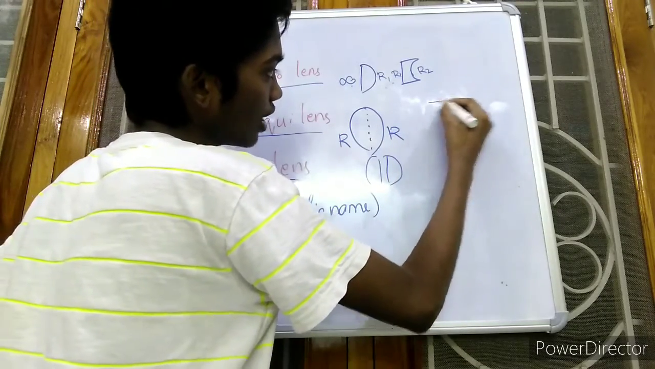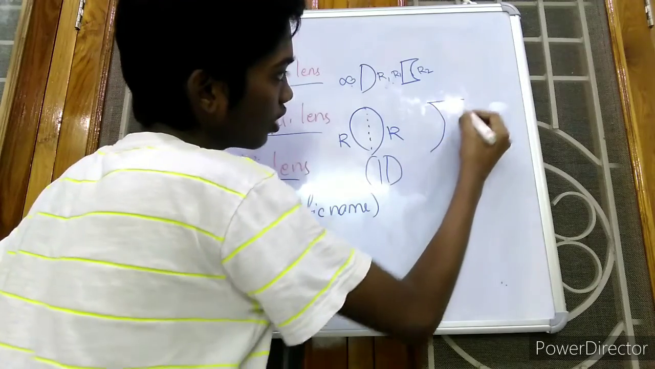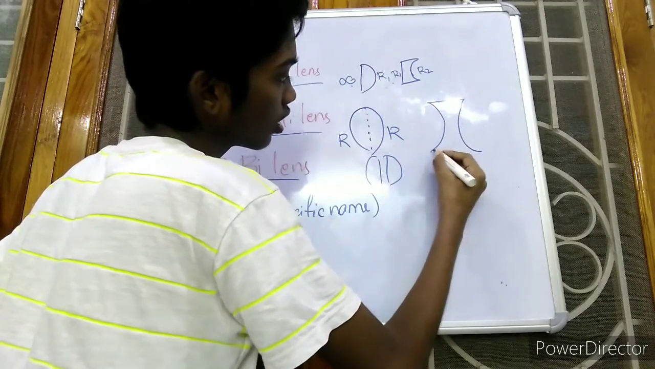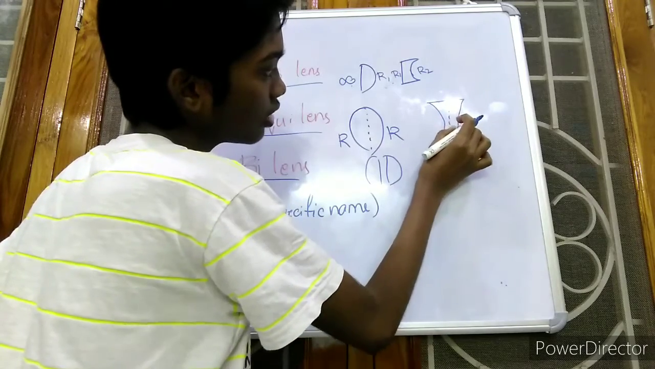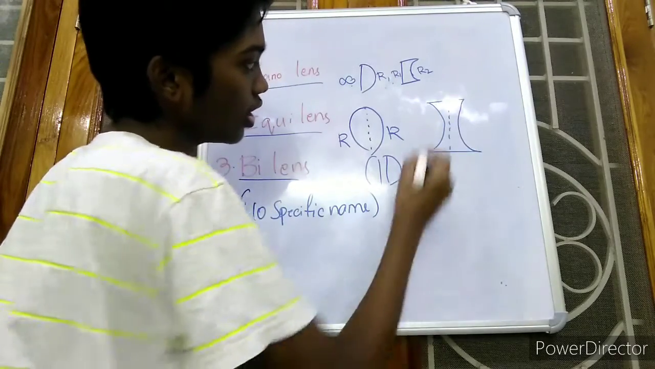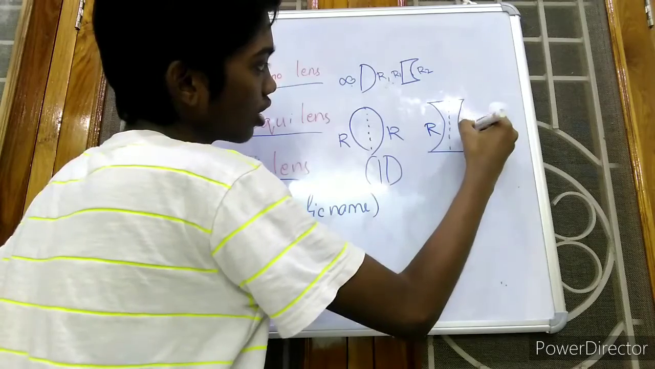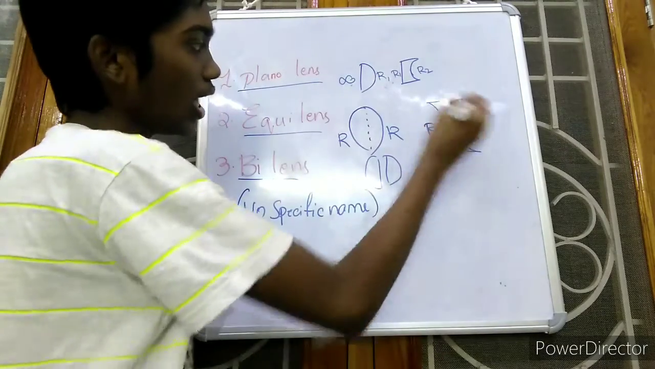And coming to concave lens, we can draw like this. So this is one concave surface and this is another concave surface. It is also having equal radii of curvature R and R.